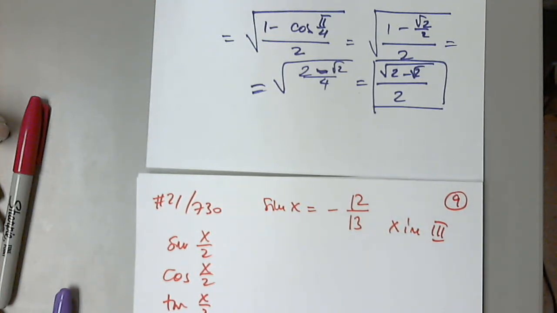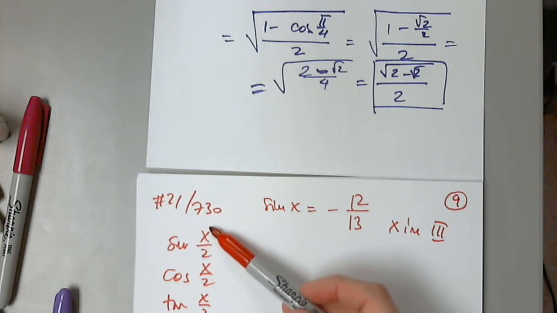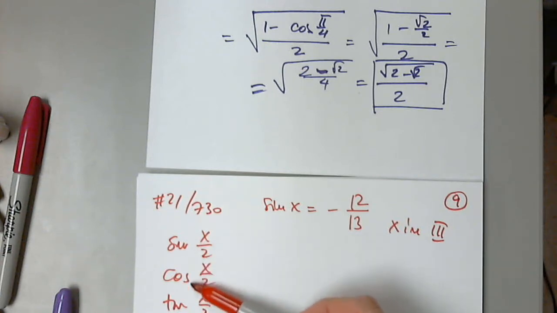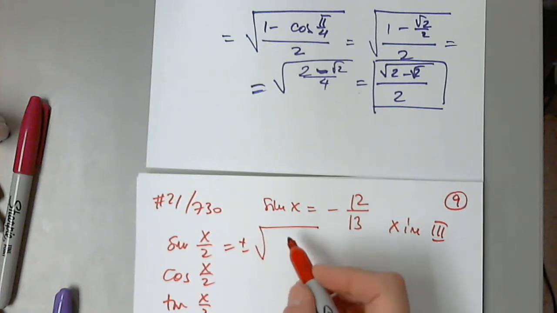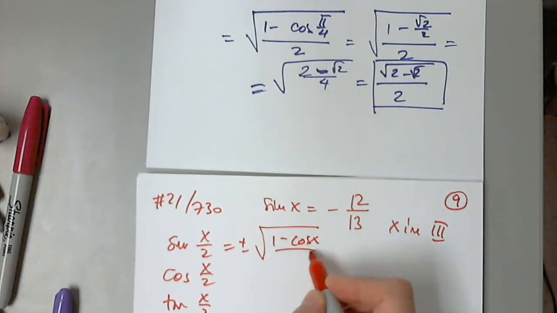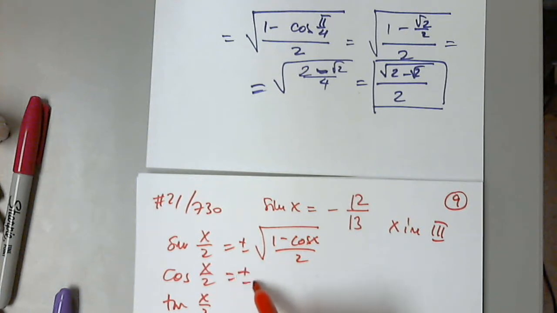Now, the first step is we have to find where x over 2 is. Because sine x over 2 is plus or minus the square root of 1 minus cosine x over 2, and cosine x over 2 is plus or minus the square root of 1 plus cosine x over 2, and tangent will be the ratio of those. If I don't know where x over 2 is, I don't know whether to put plus or minus. I cannot put plus or minus. It has to be one or the other.